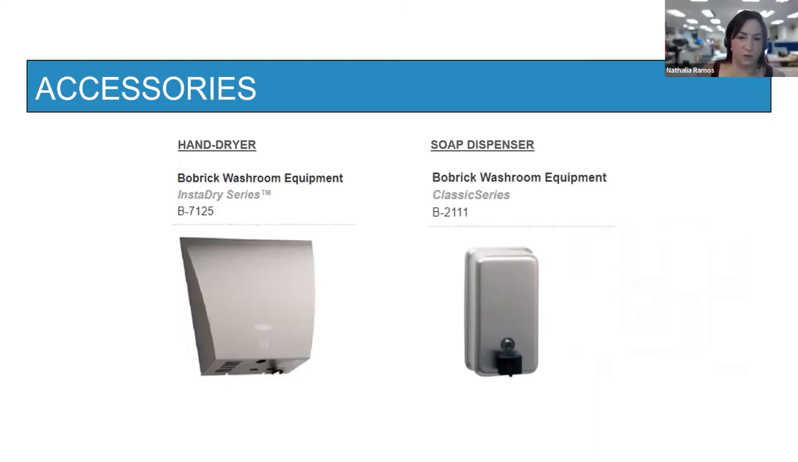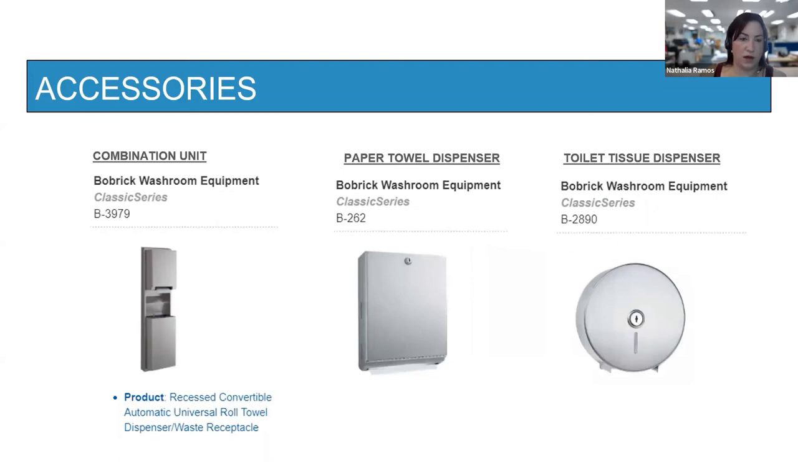Some products that would meet the OBC are the hand dryer and Insta-Dry. We also have the Classic series soap dispenser, manual. It can be activated using less than 5 pounds of force. We also have our combo of paper towel dispenser and waste receptacle. Again, if you are already using hand dryer equipment, you don't actually need to have a paper towel. You can have either one of them.